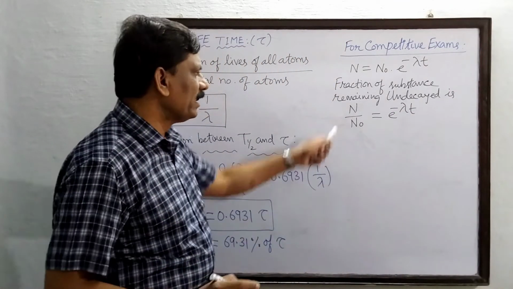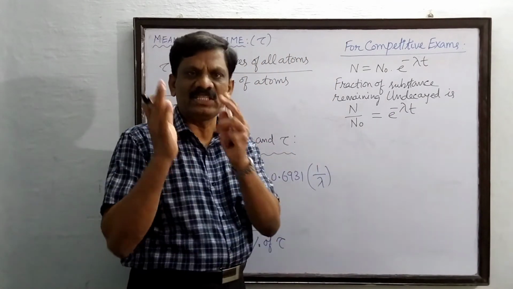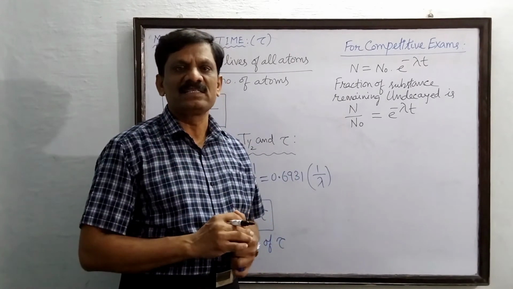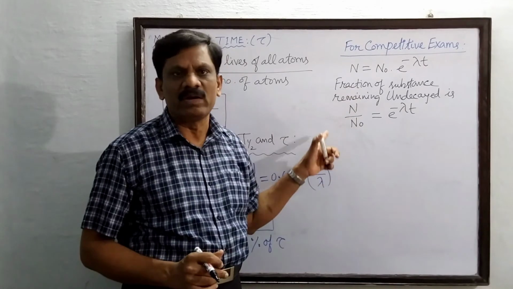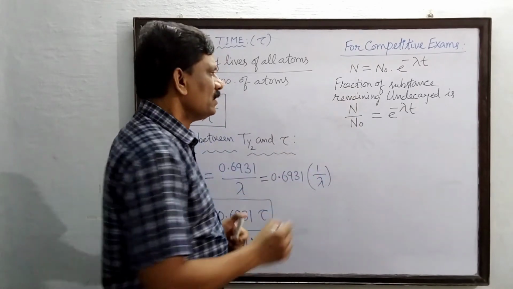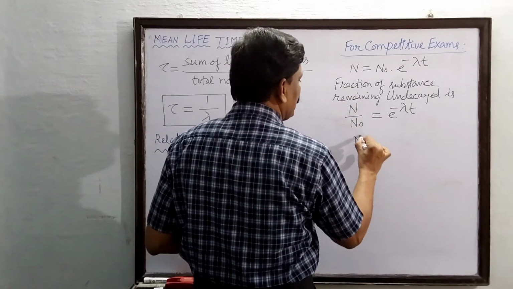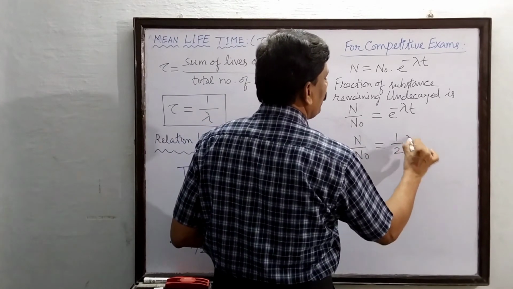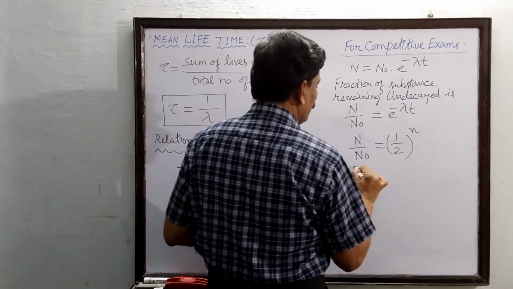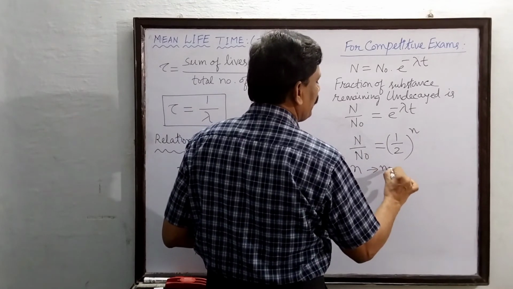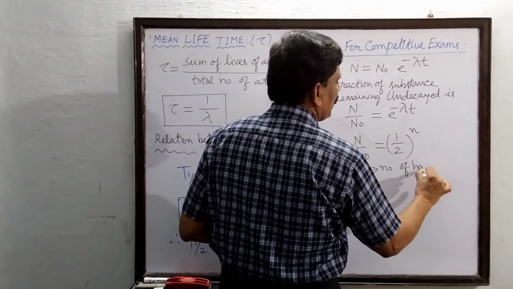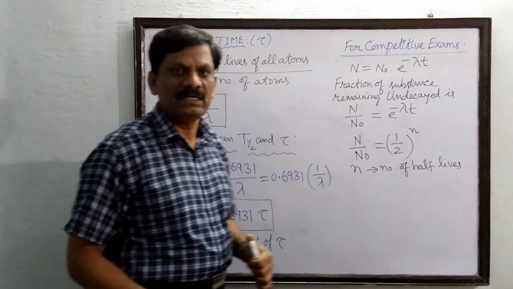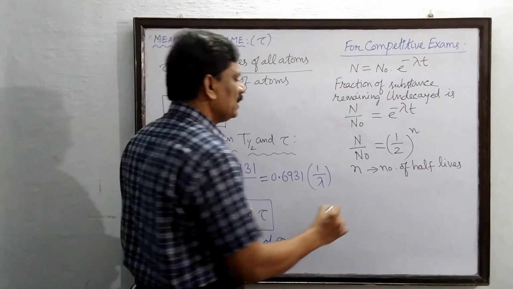Keep in your mind, n by n0 is only the fraction of the substance remaining undecayed. Therefore, if they ask for the decayed fraction, you have to find 1 minus n by n0. Understand? This can also be written as n divided by n0 is equal to half to the power of small n, where n represents the number of half-lives, for solving numerical problems.